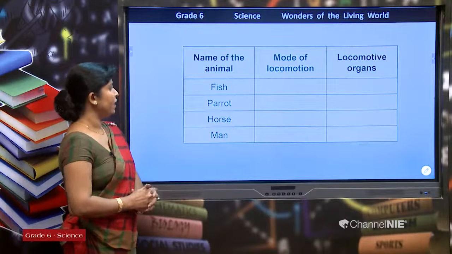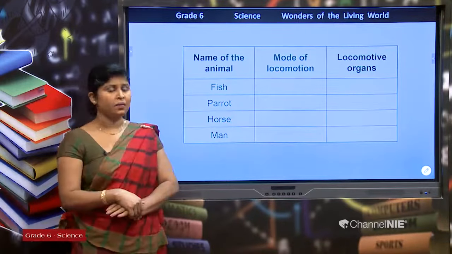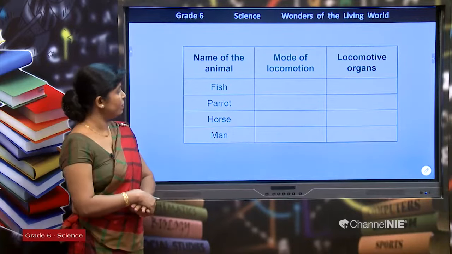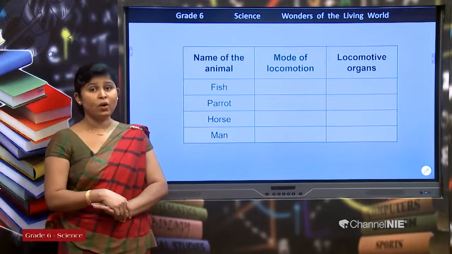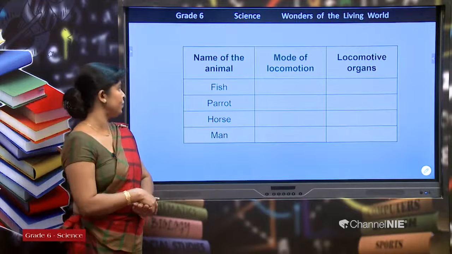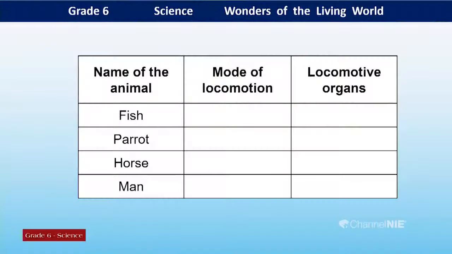Right. Look at the screen carefully. You can see I have given you a table. The table has 3 columns in it. Let's read it first. In the first column, you can see I have given you 4 animals. Name of the animal, there are 4 animals: fish, parrot, horse and man, right?